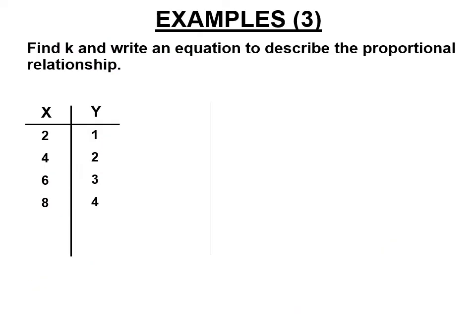All right, so now it says find K and write an equation to describe the proportional rate. So we don't have to check. All right, now let's look at this. What is K? Remember, to find K, it's always y over x. So we have 1 over 2, right? Since I told you they were proportional, right? We just need the simplified fraction, the 1/2. So the equation that made this is y equals 1/2 of x, right?